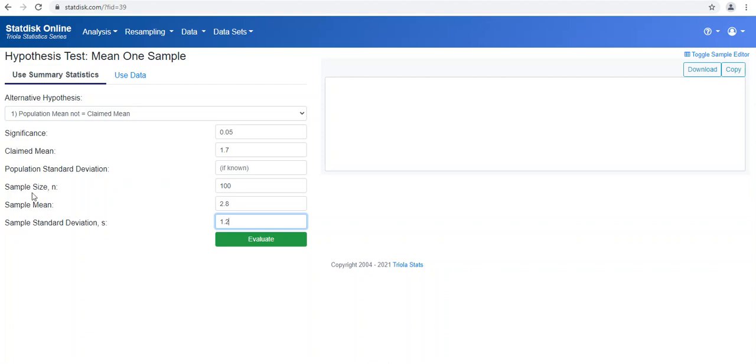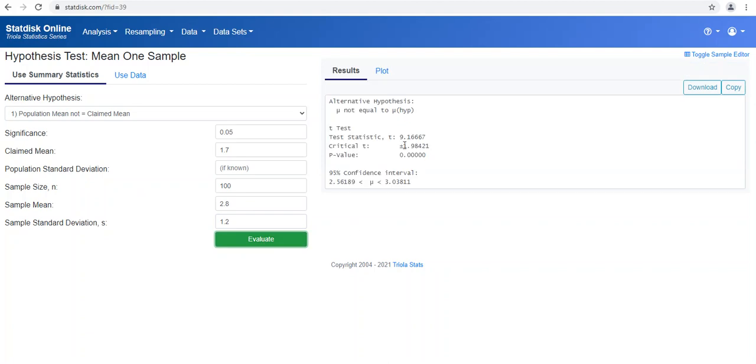So these three things here are your sample information. This up here is the population, the stated population mean. Now they're calling it the claimed mean, but it could easily be called population, or the claimed population mean would be better, because then they say here, look, population standard deviation. Okay, hit evaluate, and there's the information that you need.